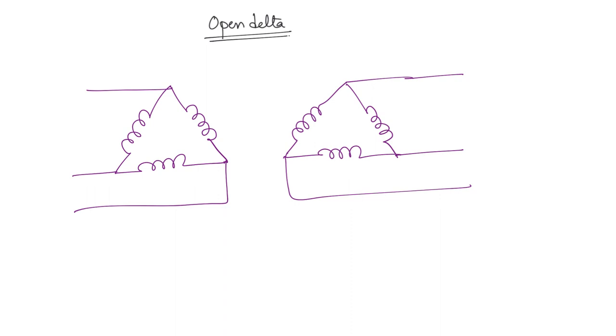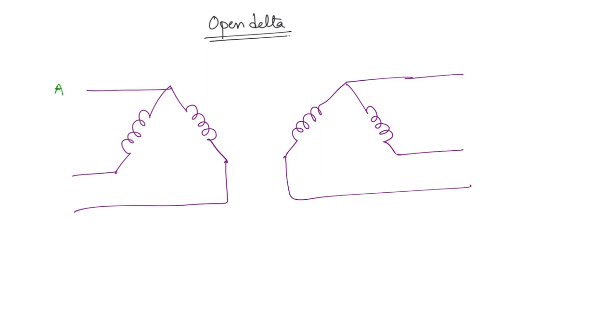This is the normal delta transformer. Now what will happen if one of the phases is removed? This phase cannot get excited, right? Because it is going to get induced voltage only if this is excited. If there is no winding here, then this will also not deliver any voltage. So this will be the open delta connection. It is shaped in the form of a V, so sometimes it is also called the V connected transformer.